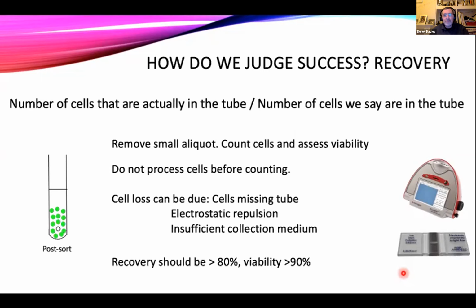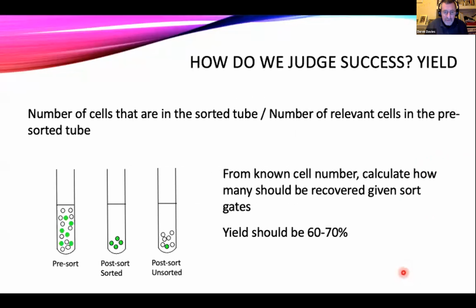The other thing we want to judge as well, and maybe we'll talk more about this in our next session in a month's time, is the yield. I've touched on yield already, and I go back to that GFP example. If I've got 10 million cells and 10% of them are GFP positive, I should be able to get 1 million cells back, right? But I can't.